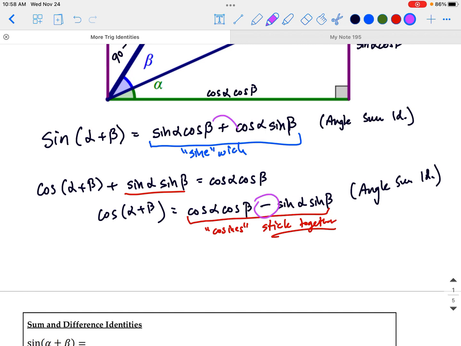And some key differences also is the signs are the same for the sine identity. So if I have alpha plus beta, I'm going to have plus for the operation between the two terms, whereas cosines are the opposite. So cosines are going to be subtraction if it's addition inside of the sum. So these are going to be our two groupings of identities.